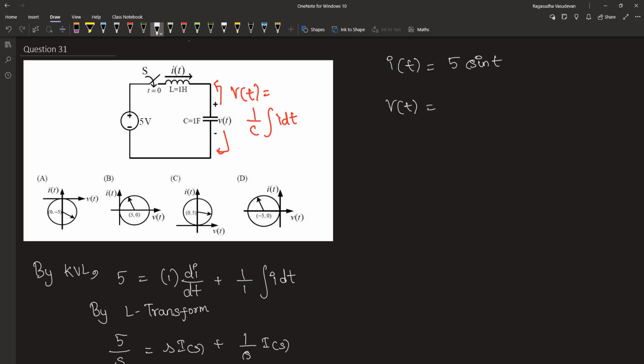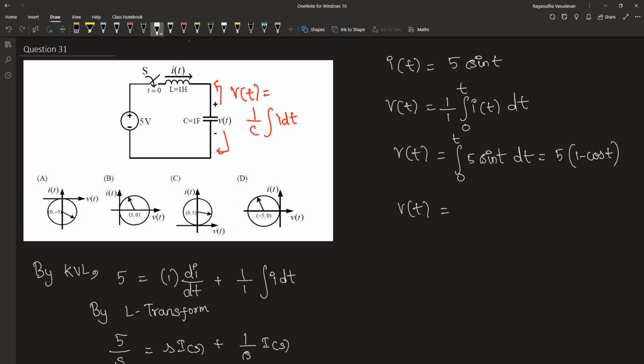The value of V of t is equal to 1 by 1 into the integral of the current from time 0 to t, I of t dt. So V of t is equal to the integral from 0 to t of 5 sin t dt, which is equal to 5 into 1 minus cos t. We can further expand this as 5 minus 5 cos t. The value of cos t can be a maximum of 1. Therefore, V of t is always positive.